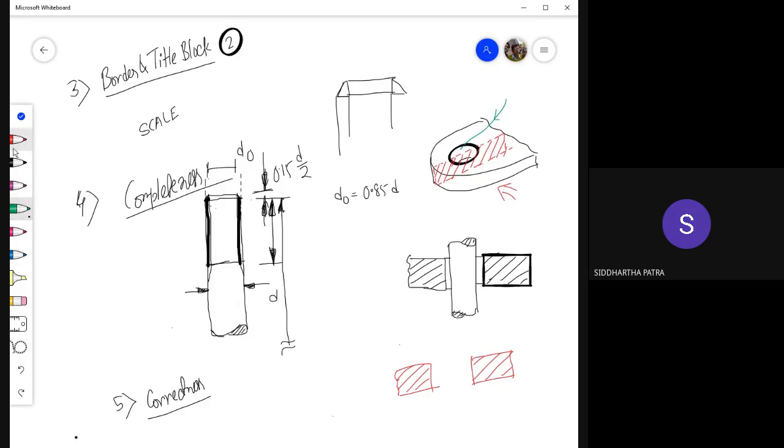So basically this cylindrical surface that appears over here, that is no section, that is just a solid rectangle that you would be seeing there also. I mean, so many of this type of mistakes are there.